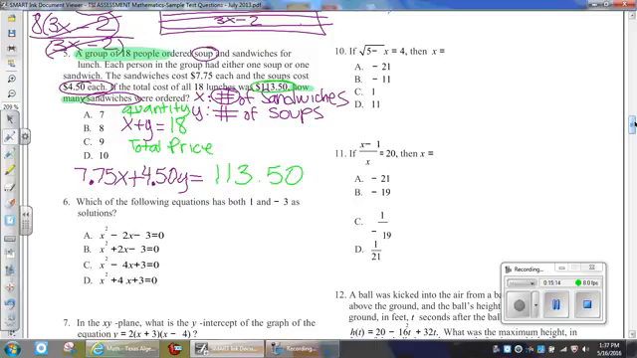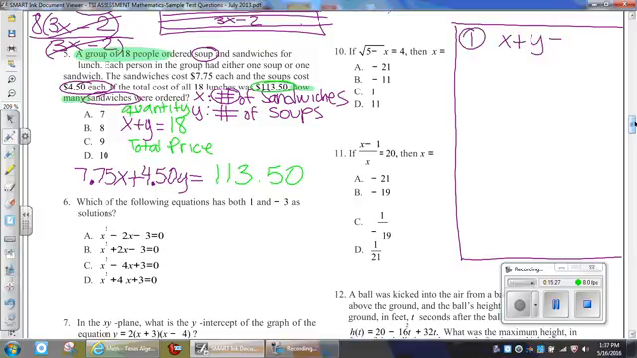Now, since I'm running out of room, I'm going to use the space here, but then I'm going to erase it, okay? So make sure you copy it somewhere else. Just make some room for yourself. So we have the two equations. We have equation 1, which is x plus y is equal to 18. And yes, we did cover this in class. And we have equation 2, which is 7.75x plus 4.50y is equal to 113.50.